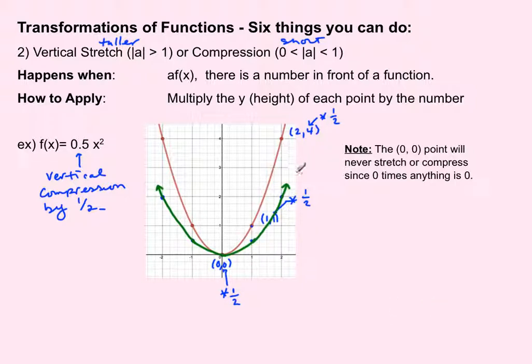Okay, so this is 1/2 x squared. And again, I started with this red curve because this is the parent graph of x squared. So that's where I start, and then I just took all the heights of those and I halved them because that said to vertically compress it by 1/2. Again, 0, 0 doesn't stretch or compress. So that's a very important point for us.